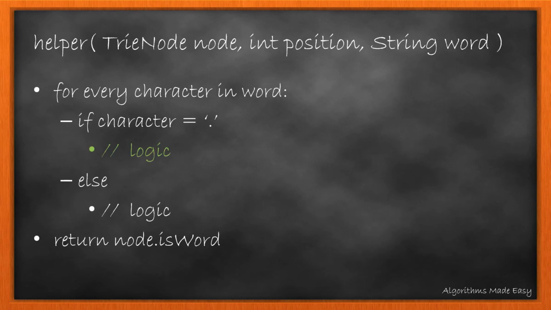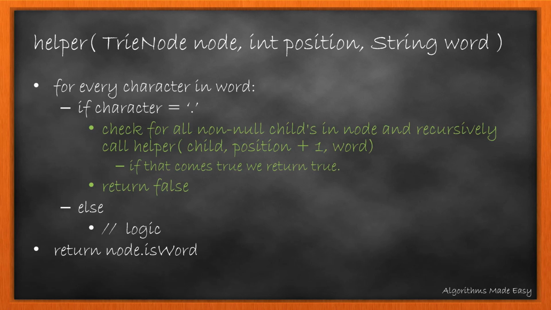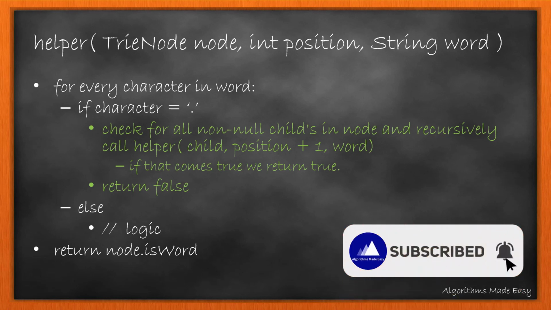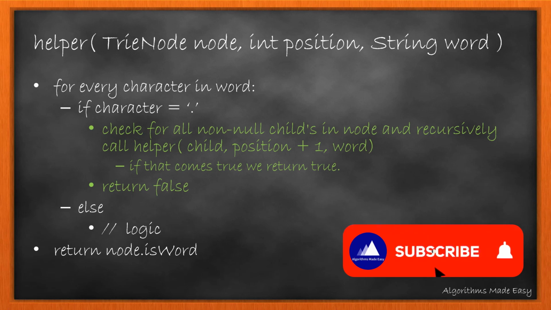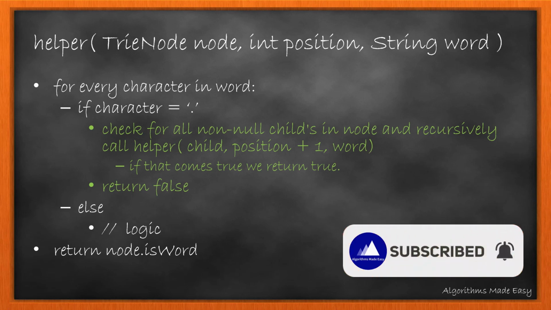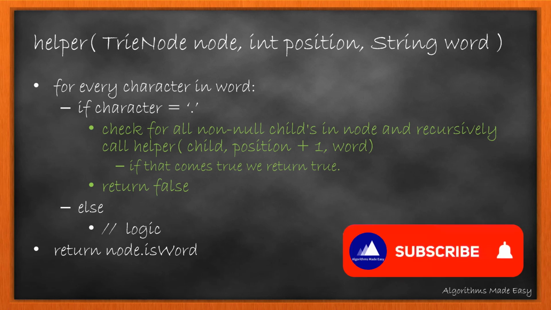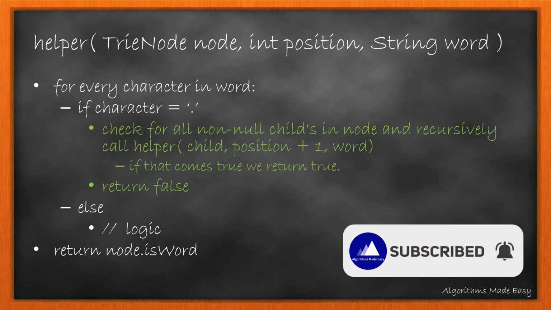Let's now focus on the logic for the case when the character is a dot. If it is a dot, then it can be any letter. So we search for all the non-null child nodes and call this function recursively with the child node and the next position. If this result comes true, we return true. Now, if even after searching all the child nodes we found no answer, then we simply return false.